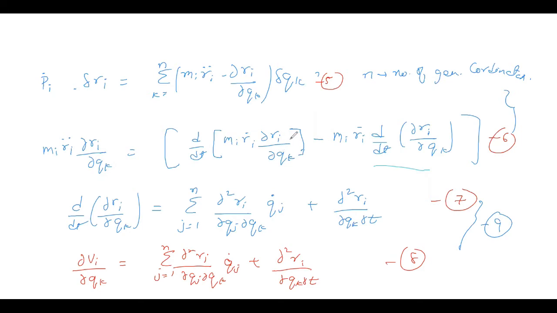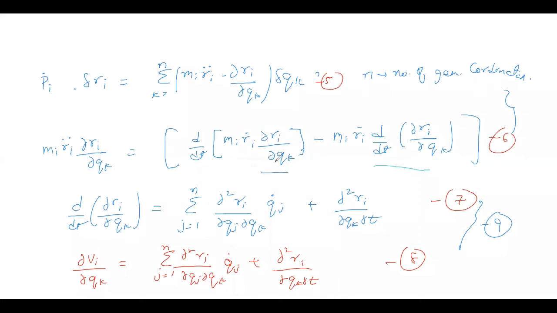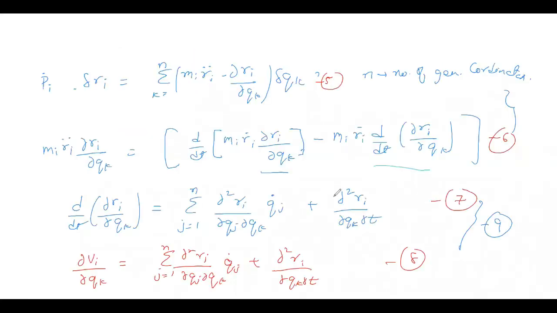Where is this delta Ri by delta Qk? Okay, so here I can substitute this part, delta Ri by delta Qk dot, and replace it by delta Vi by delta Qk dot. So the first part here I can keep as delta Vi by delta Qk dot, and here, delta Ri by delta Qk, I can keep as delta Vi by delta Qk. Is it? Let me see. Okay, so this part is delta Vi by delta Qk dot, and this is delta Vi by delta Qk.